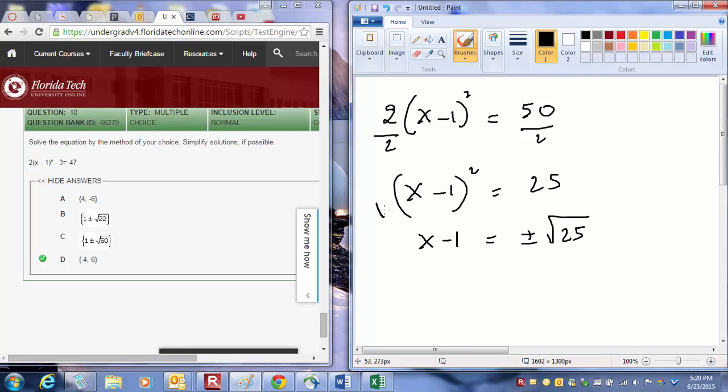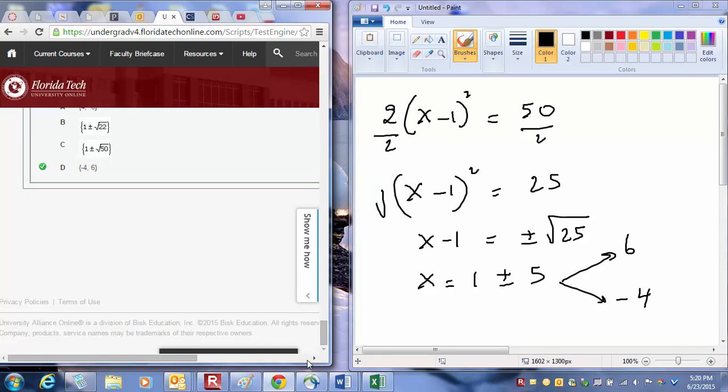When you do square root, the square root will cancel with the square, and therefore you will end up with x minus 1. And therefore add 1 to both sides. This would be 1 plus or minus 5, square root of 25. So one option would be 1 plus 5, 6, and the second option 1 minus 5, negative 4. So negative 4 and 6 is the final answer, and this is the end of the session. Good luck.